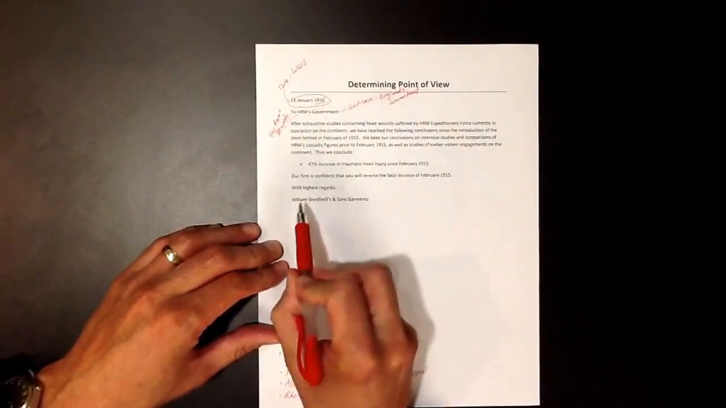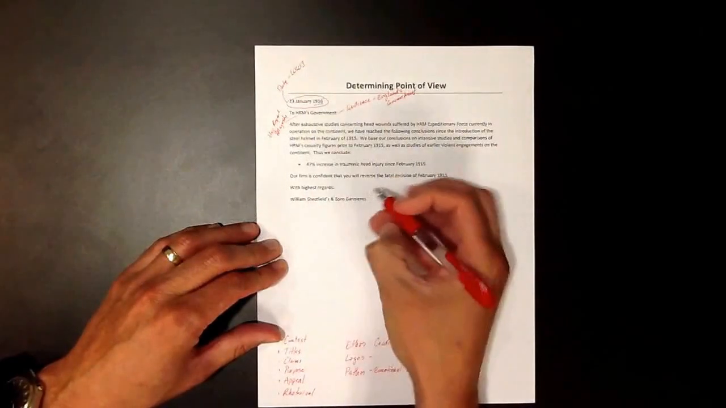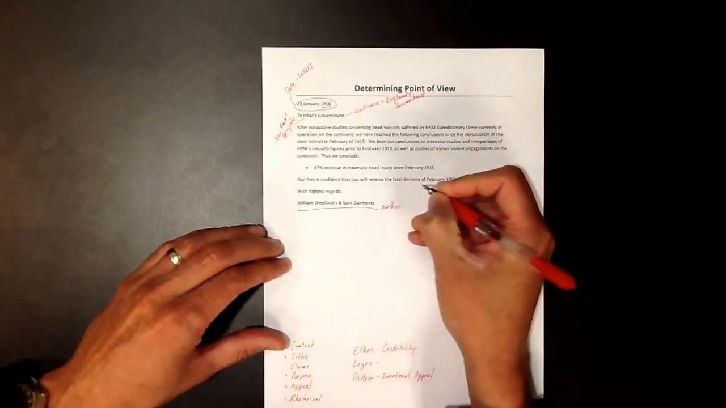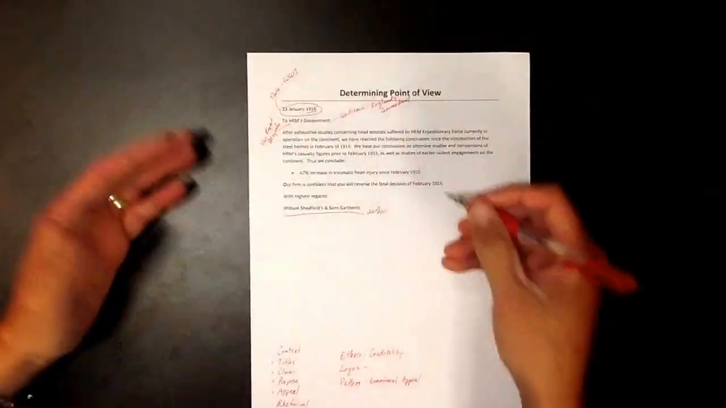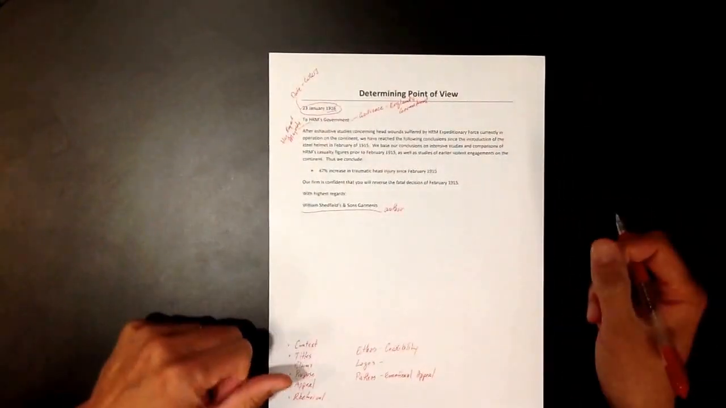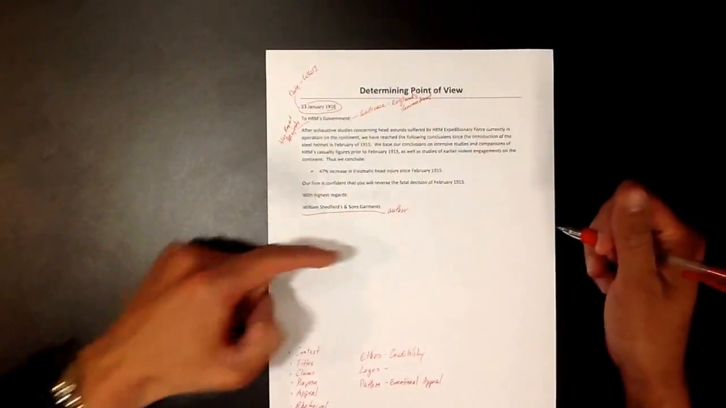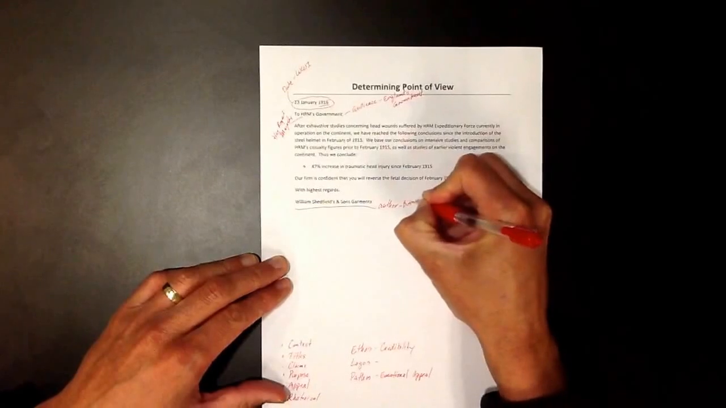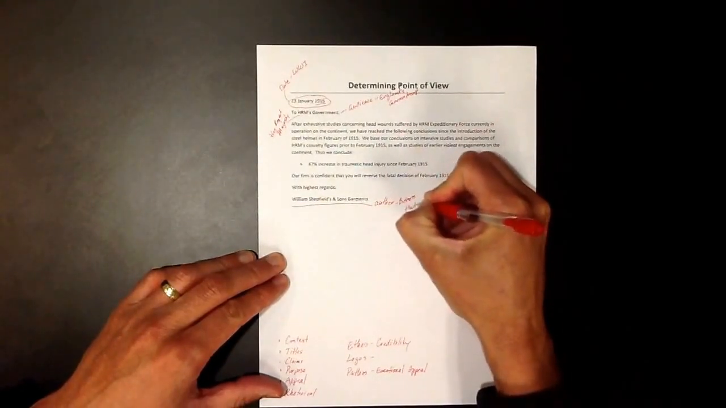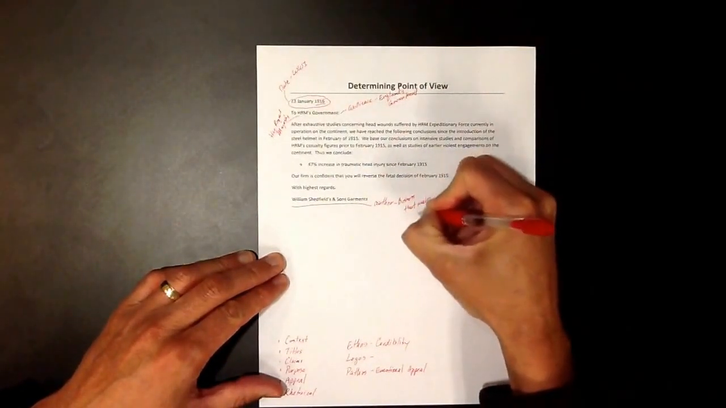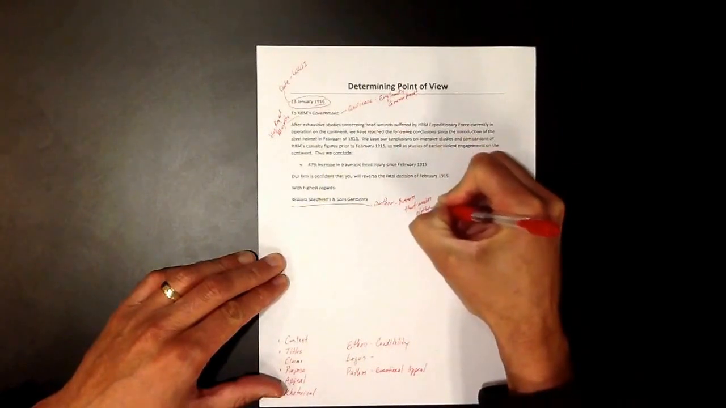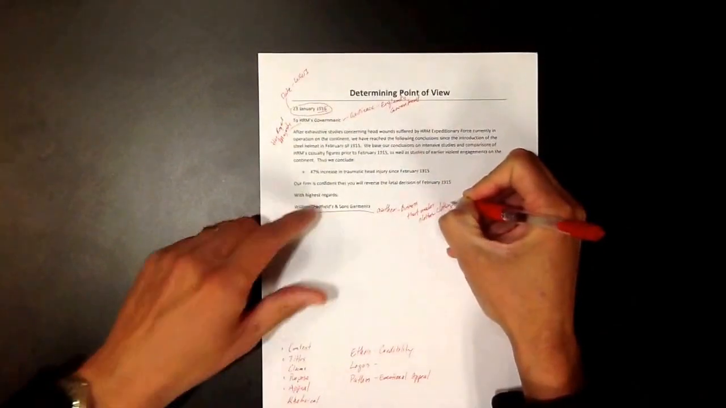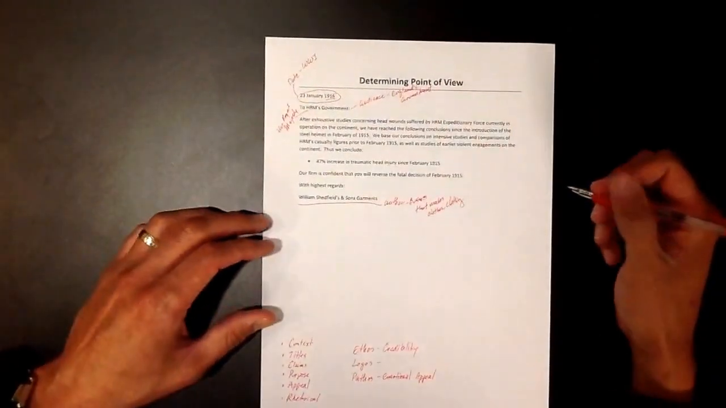Okay, now who is the author of this? Well, I've got it down here, William Shetfield and Sons Garments. Okay, so I'm going to say author. But once again, it's not enough just to say, oh, that's the author. What else can I understand from this? Well, William Shetfield and Sons Garments. Oh, okay. So they are a business that makes clothes or deals with clothing in some way.